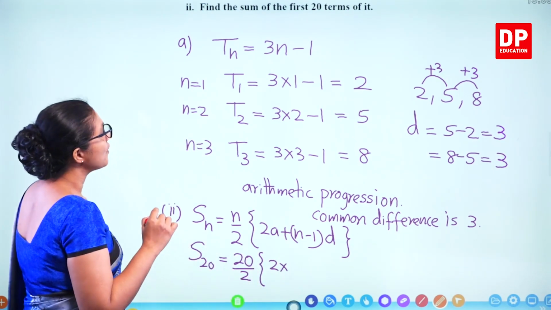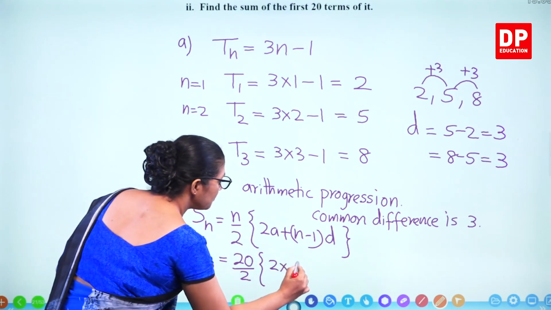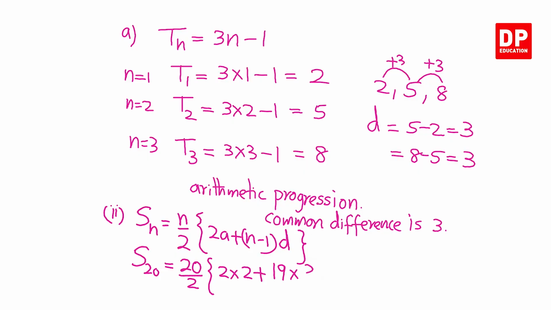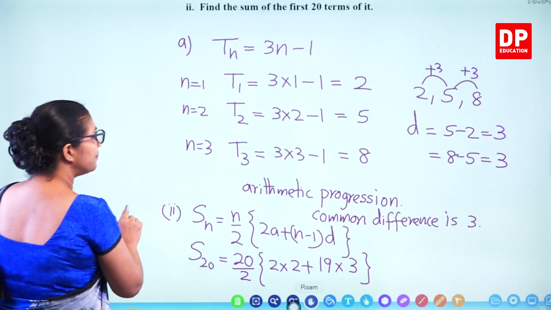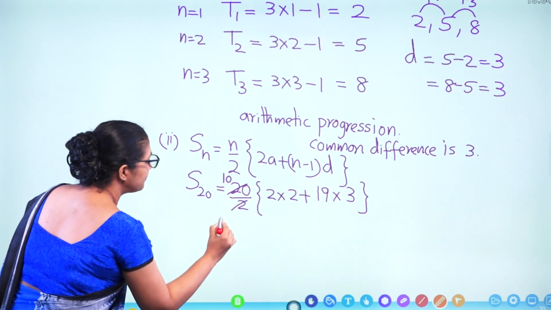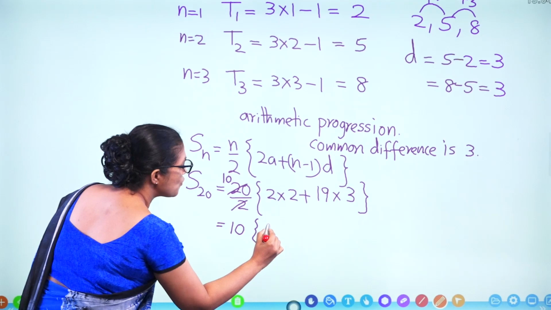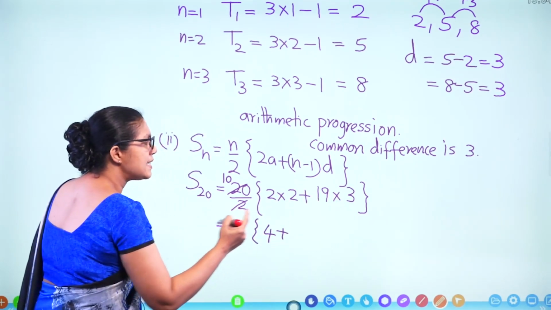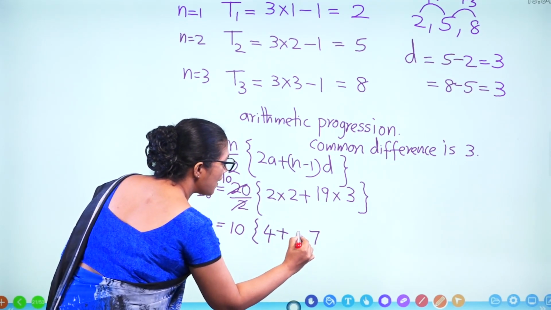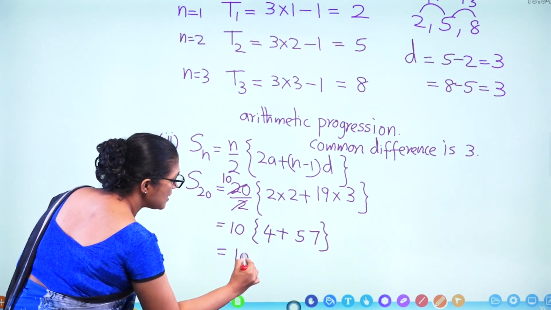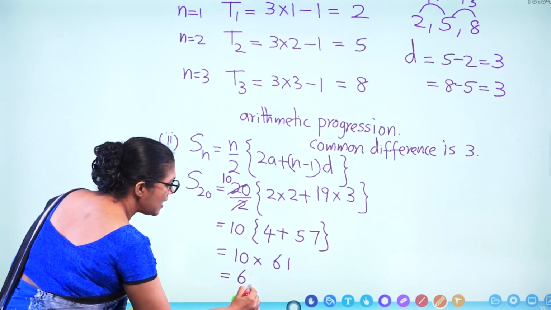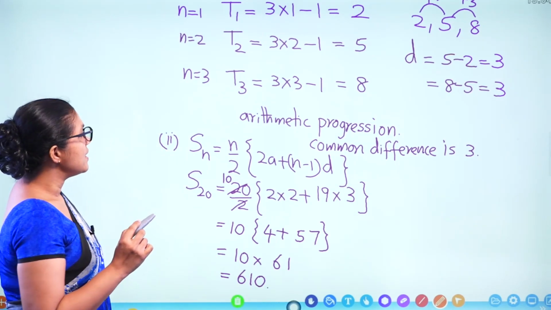2 times a. What's a? The first term is 2. And this is 20 minus 1, 19, and d is 3. So what's the value? 20 divided by 2, that's 10. 2 times 2, 4, plus 3 times 19: 3 times 9 is 27, and 3 times 1 is 3, plus 2 remaining. So 4 plus 57 gives 61. You get 10 times 61. So 610 is the sum of 20 terms.